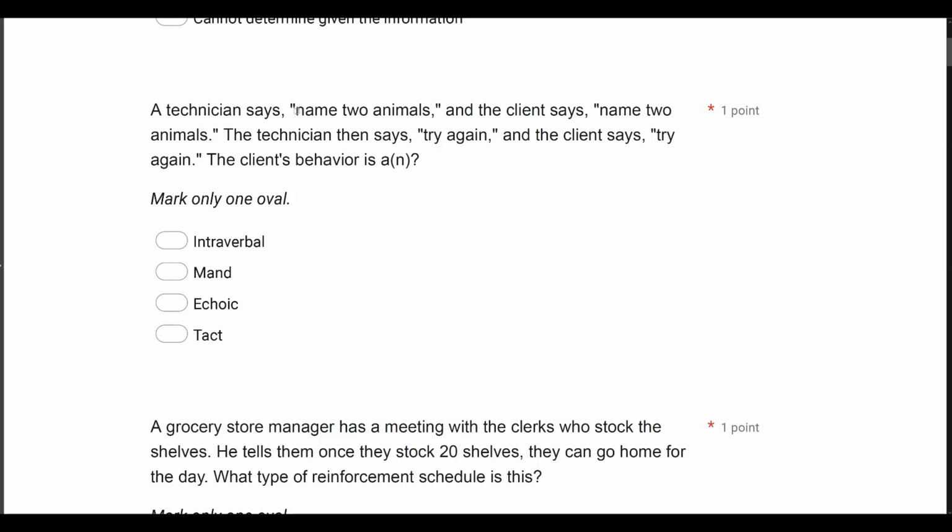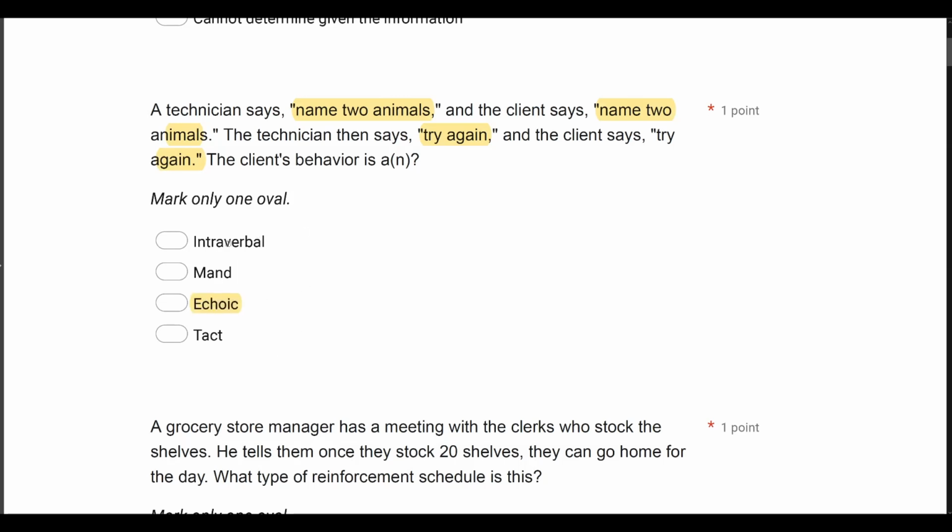So in this case, a technician says, name 2 animals. The client says, name 2 animals. Technician says, try again. Client says, try again. So pretty clearly, what is the client's behavior? Well, it's not an intraverbal because an intraverbal is like a conversation, okay, where the speaker and the listener are saying two different things. A mand is a request. The client's not making a request. And an echoic is what's going on here, right? Name two animals, copy name two animals. Technician says try again, client says try again. And there's no labeling. Tacting is labeling. So the client's behavior is an echoic.